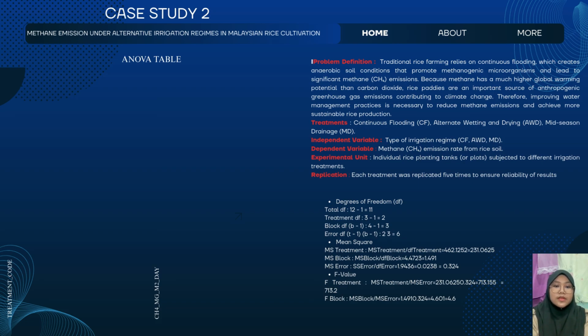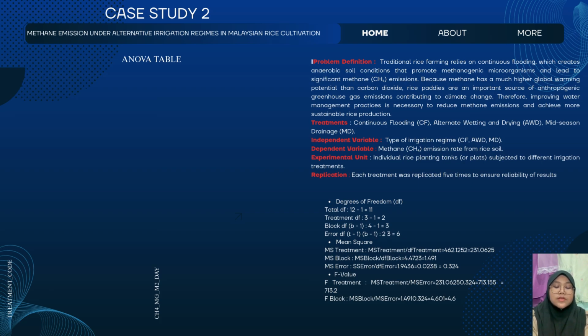The mean square for treatment was calculated by dividing the treatment sum of squares by its degrees of freedom, resulting in 231.06, and the mean square for block was obtained by dividing the block sum of squares by its degrees of freedom, giving a value of 1.49. The mean square error was calculated by dividing the error sum of squares by the error degrees of freedom, resulting in 0.324.